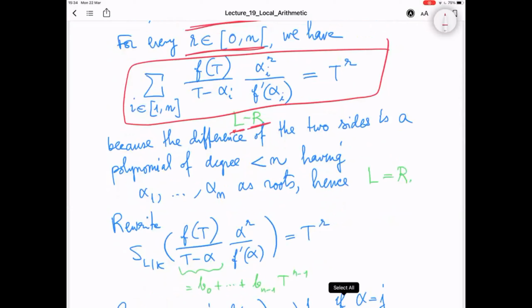f already is a polynomial of degree n, and when I divide it by t minus alpha I get a polynomial of degree n minus 1. And when I take the difference with the right-hand side, r is between 0 and n minus 1. So the difference is also a polynomial of degree at most n minus 1. Anyway, it's strictly less than n. And it has all these n elements as roots. And therefore, this polynomial L minus R is identically 0, which is to say that L is equal to R. The left-hand side is equal to the right-hand side.